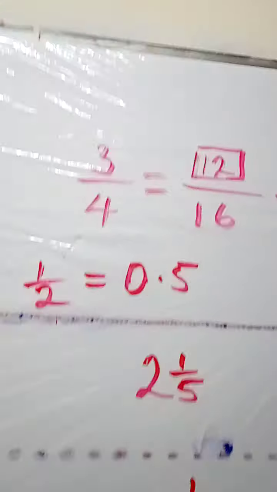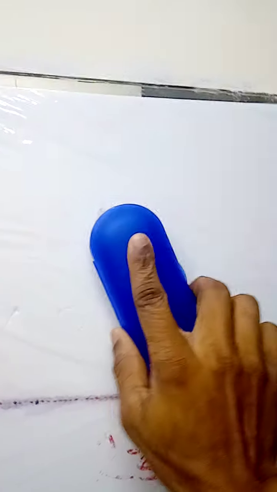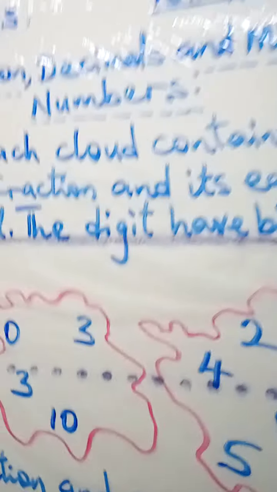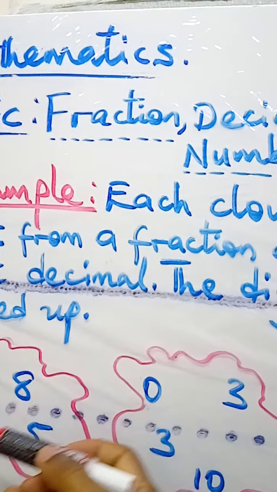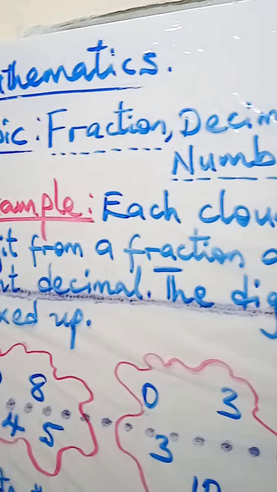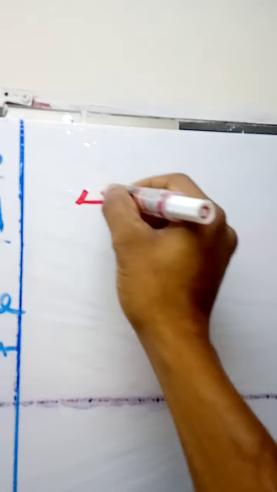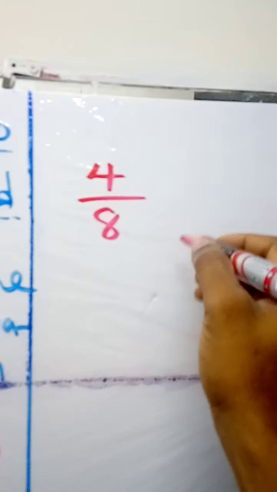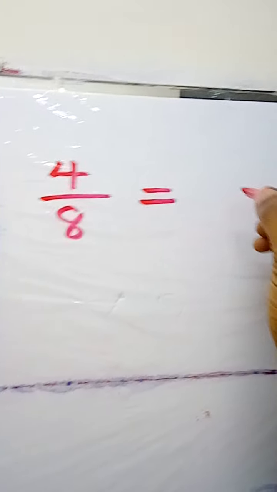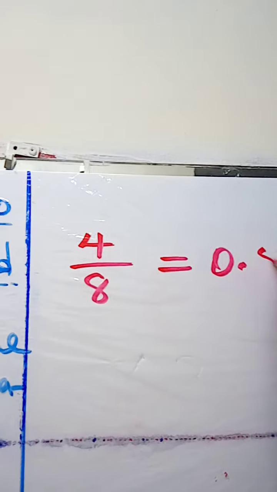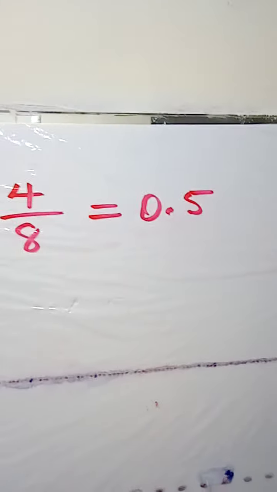All right, let us write the equivalents of the decimal values for the clouds. Let us pick the equation again. The first cloud is 0.845. From here, let us pick 4 over 8. We have 4 over 8, and we say that it is equal to 0.5.